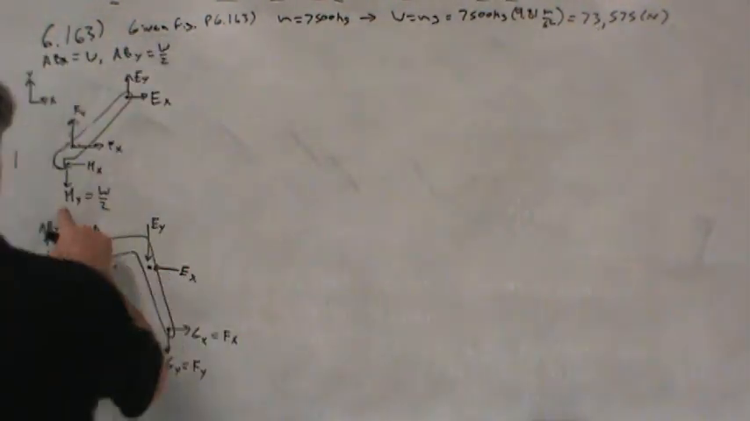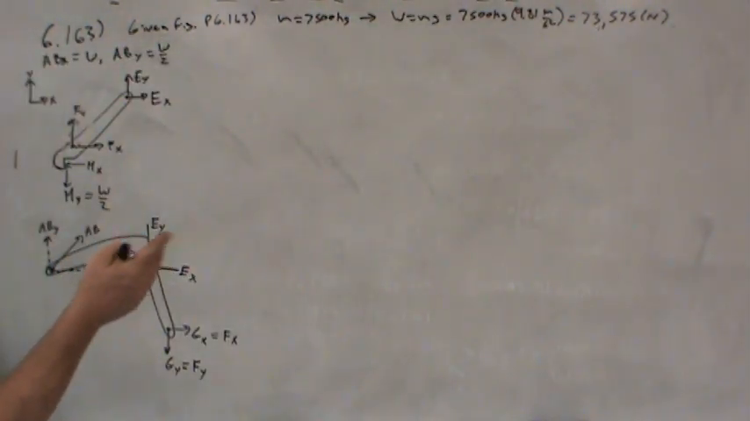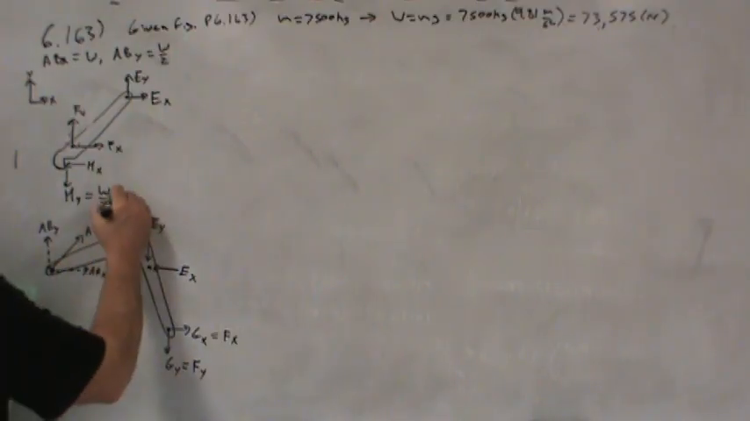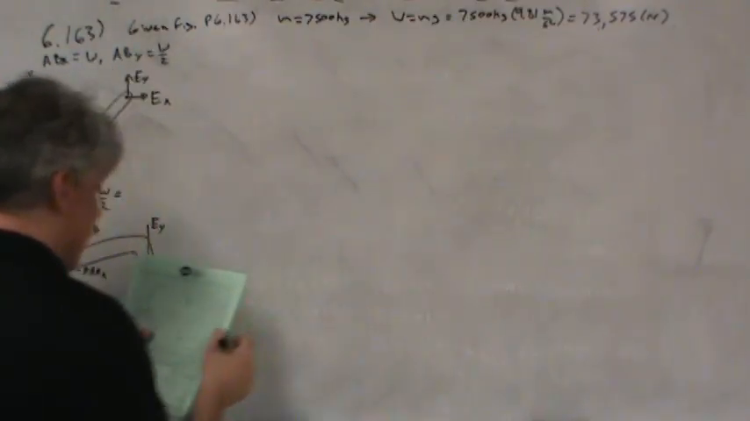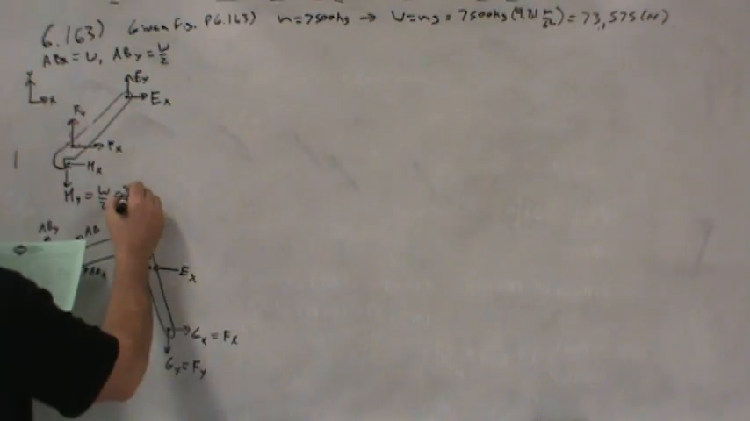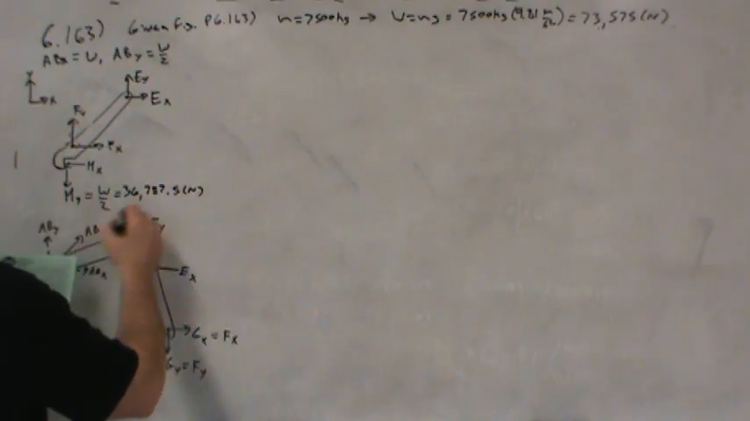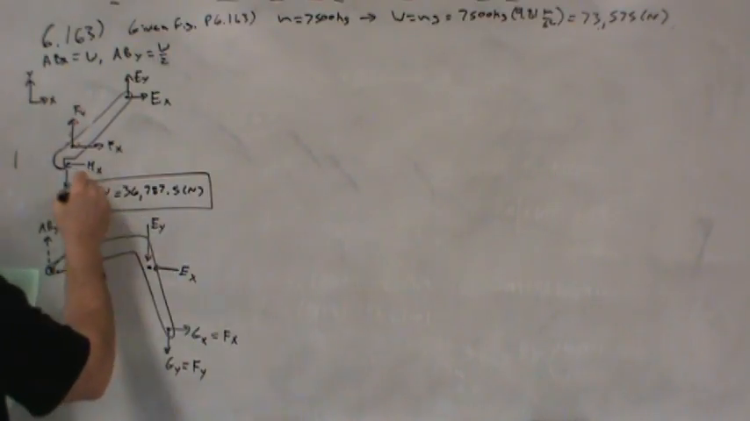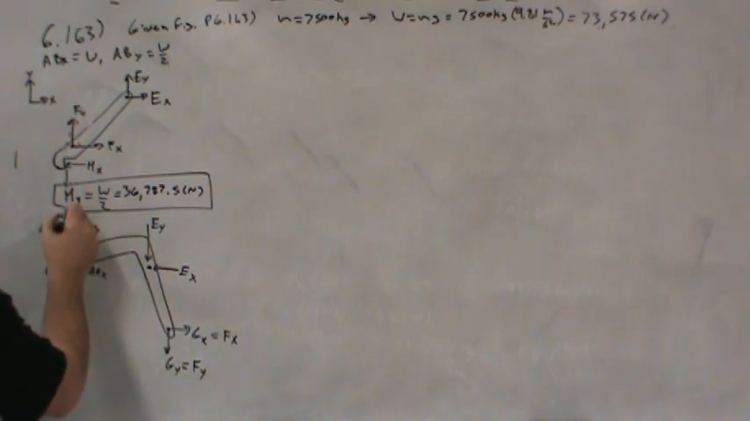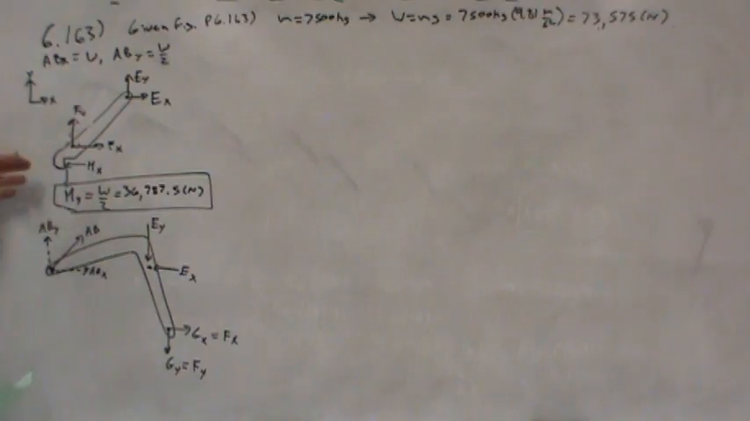All right, so we know that Hy is W over 2. We can calculate that magnitude. In fact, I'll just go ahead and write it here. I took 73,575, divided by 2, and I got 36,787.5 newtons. That's necessary because Hy is one of the unknowns that we need, right? We need to know the magnitude of that force, so there it is. We just need the magnitude of the other four forces.